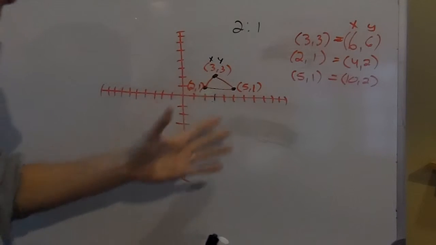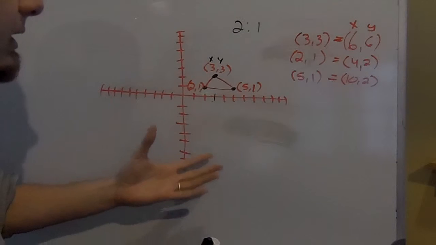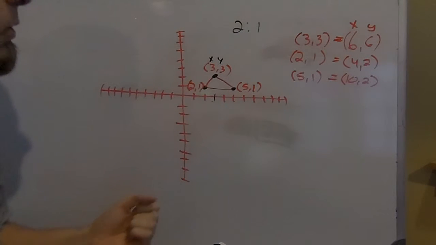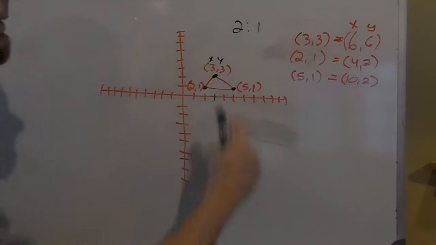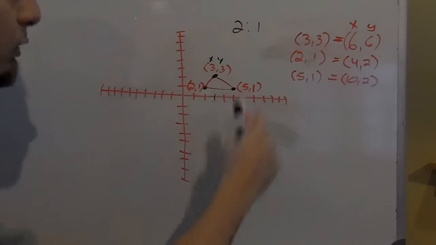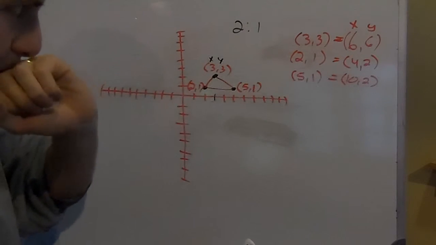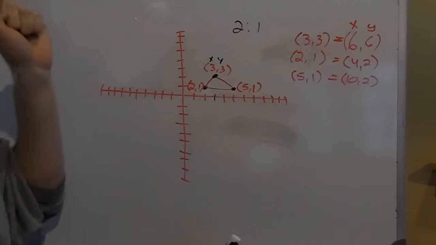So I'm going to make a dilation here. In other words, in this case, I'm going to increase the size of my triangle, and I'm going to increase it so that it is twice as big. I'm going to have a 2-to-1 scale factor. So I'm going to multiply every coordinate by 2. And this is what I got for my new coordinates.